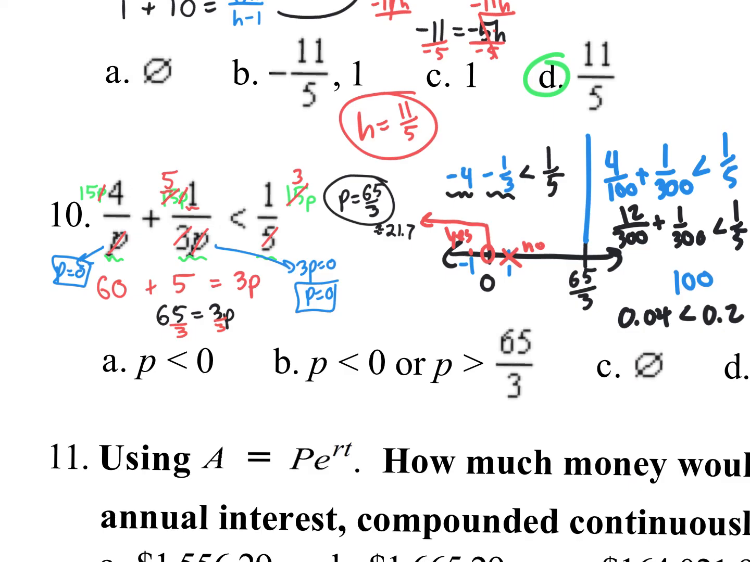So what does that mean in terms of our visual over here? It is true on the right. So your answers are apart from each other, not together, which means it's not going to be a compound inequality written together. It's going to be separate with the word or. So this inequality represents P is less than 0, and this inequality represents P is greater than 65/3. So B is your answer.